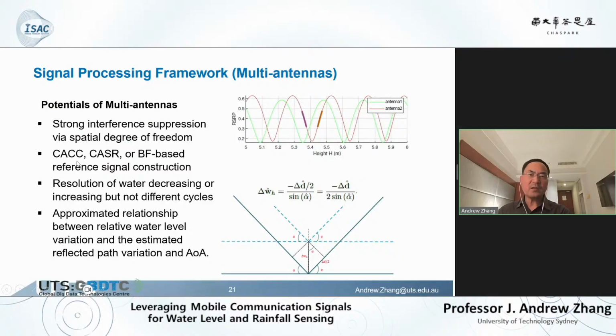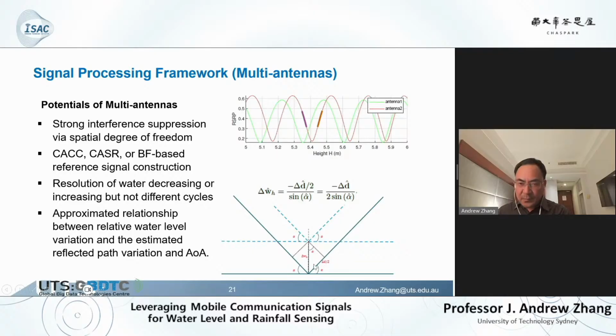Another one is, of course, we can now have greater flexibility in adopting various techniques to remove the offsets due to clock asynchronism and use beamforming to achieve improved interference suppression as well as angle estimation. Right. So with the multiple antennas, we can achieve various improvements. Also, with the estimated angle of arrival, we can translate the estimated propagation path variation to the water level variation.